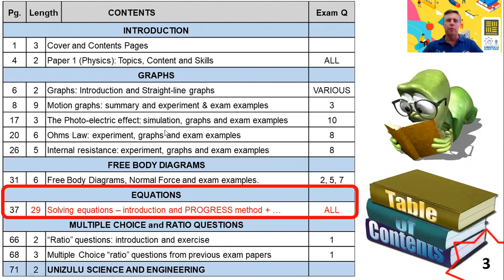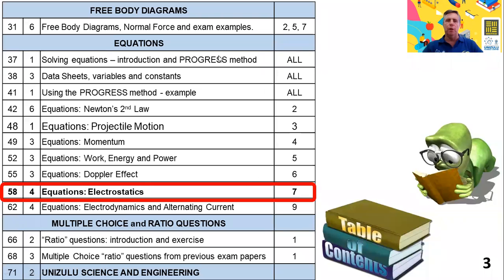We've looked at graphs, free body diagrams. We're looking extensively at equations. Then we look at multiple choice and ratio questions. To expand the equation section, we're looking specifically at the equations to do with electrostatics, and that governs question 7 in paper 1.